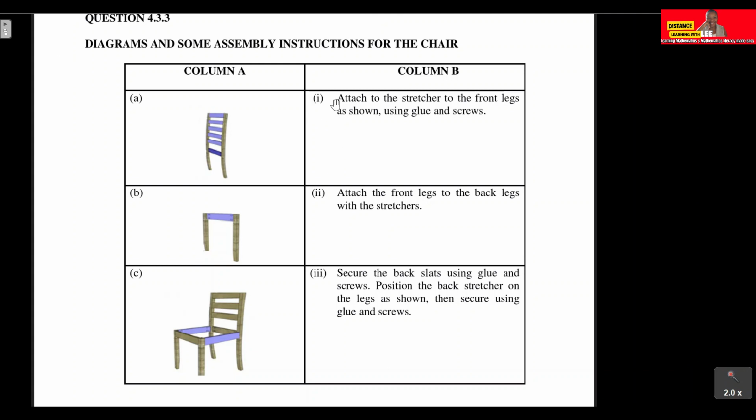So we can start off with this first one here. It's saying we need to attach the stretcher to the front legs as shown using glue and screws. Where do we see a picture where we've only attached the stretcher? Remember, I did mention when we started that this part is our stretcher. And we see that here the stretcher has been attached to just the front legs. Do you see that they've attached the stretcher to the front legs? So we can already see that B goes with that I. So B and I go together.